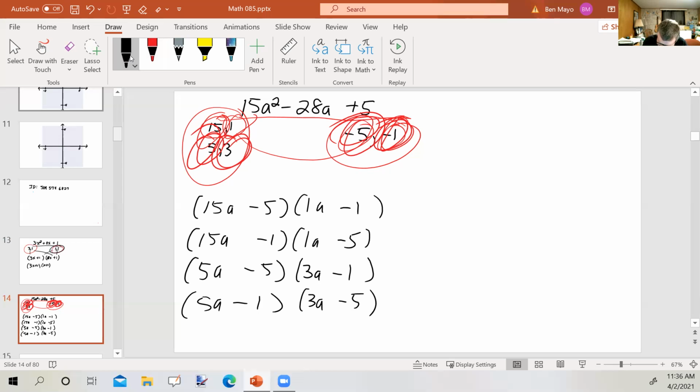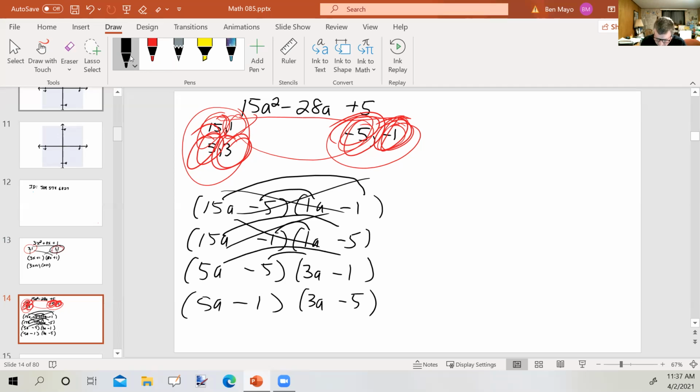So let's see here. That would be what? -15a minus 5a would be -20a, so it's not that one. This would be -75a minus 1a, that's -76a, so it's not that one. This would be -5a minus 15a, which is -20a.